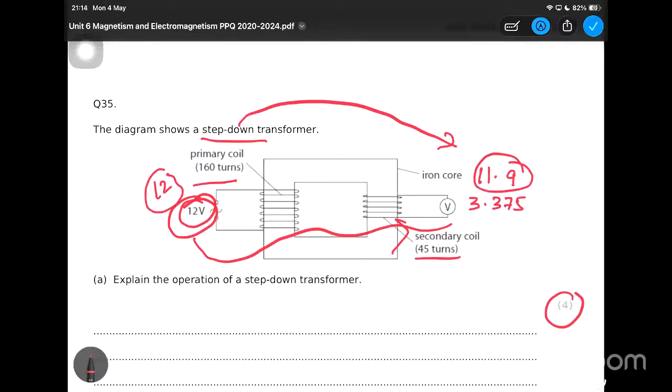So somehow the voltage value must be decreased in the second one, right? In the secondary coil, right? So that is the main thing that you need to remember when it comes to the step down transformer, right?